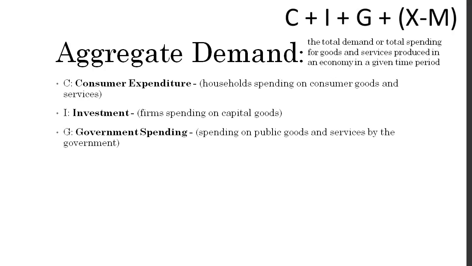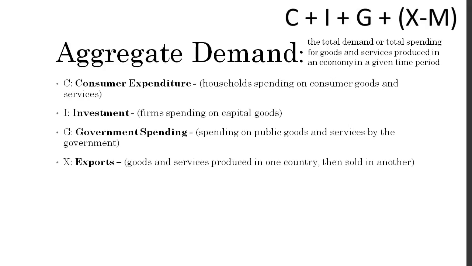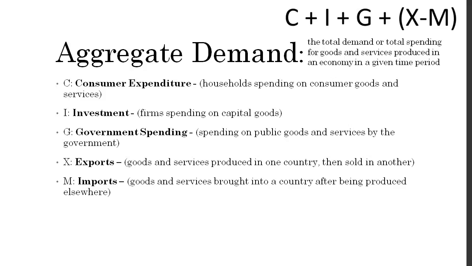G represents government spending. We looked at this briefly last episode as a way that money can enter the circular flow of income. But government spending is the money spent by the government on public goods and services. This is another large influence of aggregate demand. X represents exports. This is when products are produced domestically, then sold abroad. This means that it is an example of an injection because it is a way that money enters the economy. M represents imports. These are products being produced abroad and being bought by domestic consumers. This means that money is spent in a foreign economy, so it's an example of a leakage.